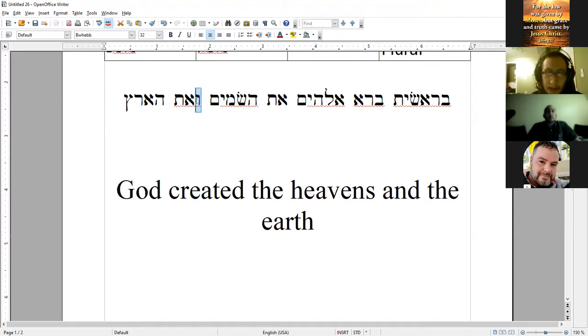And this little letter right here means "and," okay? Whenever you see this letter at the beginning of a word, that almost always means "and." This is a wa. So always be on the lookout for this word. Likewise, whenever you see hey at the beginning of a word, usually it means "the." But not always. It has many other meanings as well, so that's not as certain. But wa pretty much always is "and."